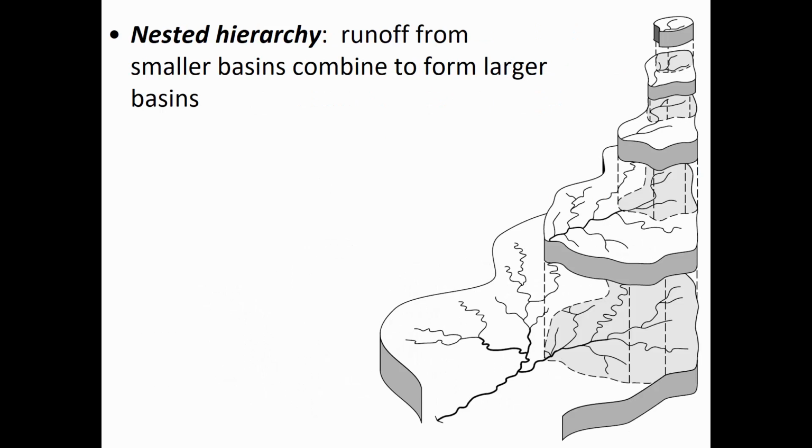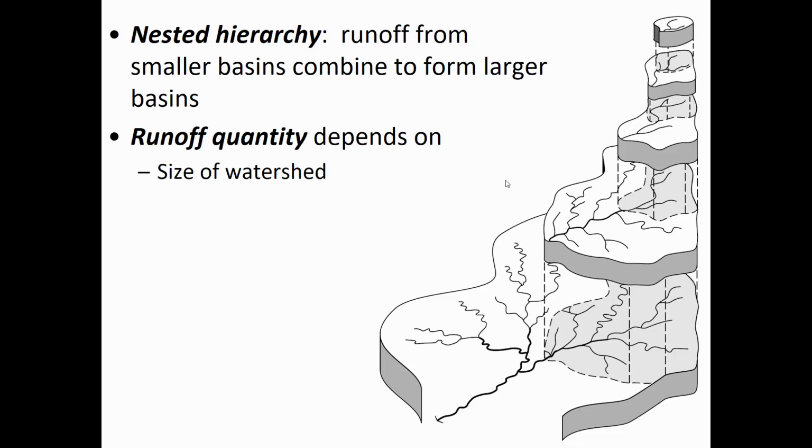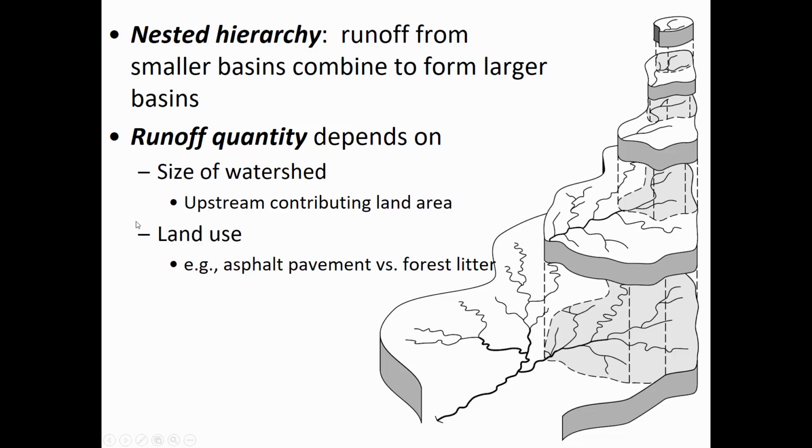So this next nested hierarchy illustration makes the point that within one big watershed is a lot of smaller contributing watersheds, and you can break it up into pieces. And the amount of runoff that you're going to see is in large part related to the upstream contributing land area, also what's on that land. So if you have urbanized area, that's going to lend itself to a lot more runoff than natural land that's got organic material that can slow down the movement of the water.